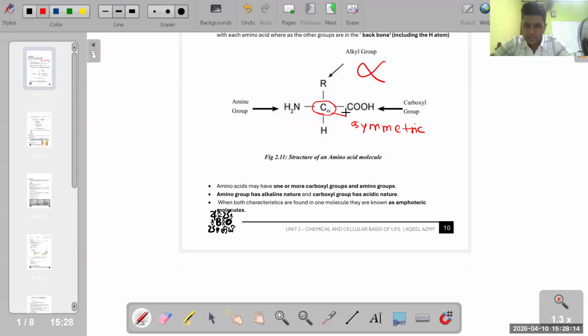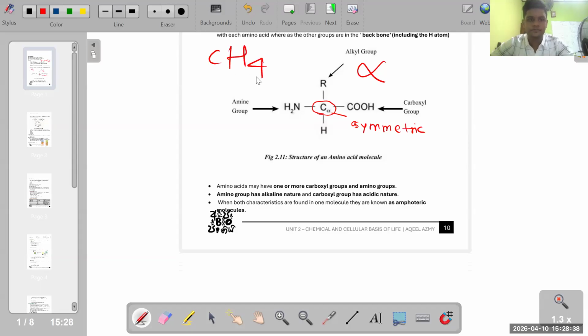So it has a valency of 4. As it has a valency of 4, it can bind to 4 different groups. It can bind to 4 groups. Now can you remember this structure?